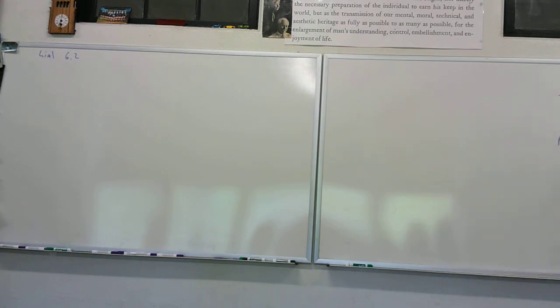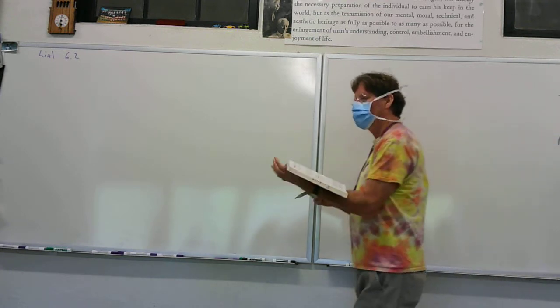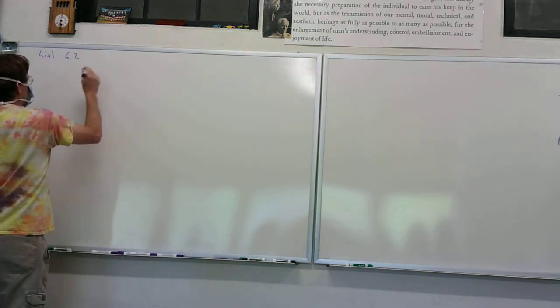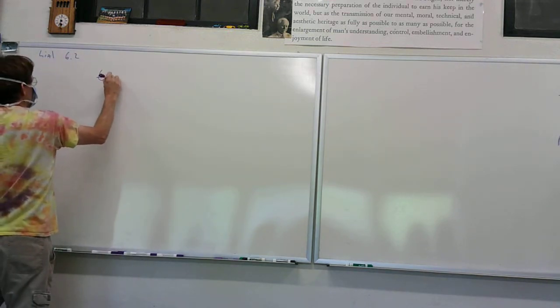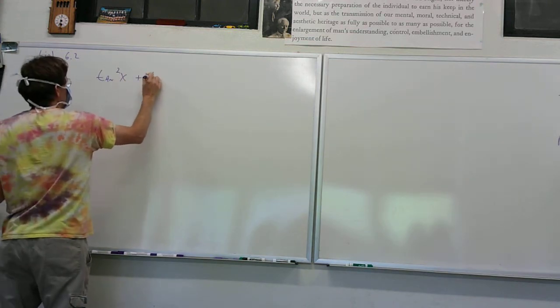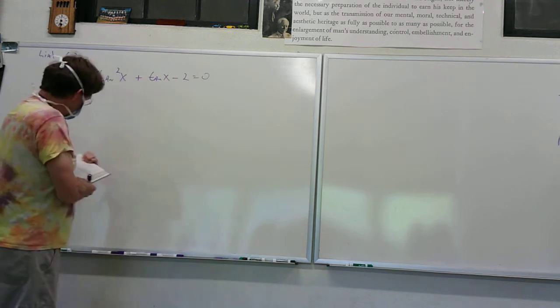I want to work a special case problem here. And I'm probably going to work, well, let me work two little special cases. Here we go. This one's not that difficult. I just got to show you what happened. Tangent squared x plus tangent x minus 2 equals 0.